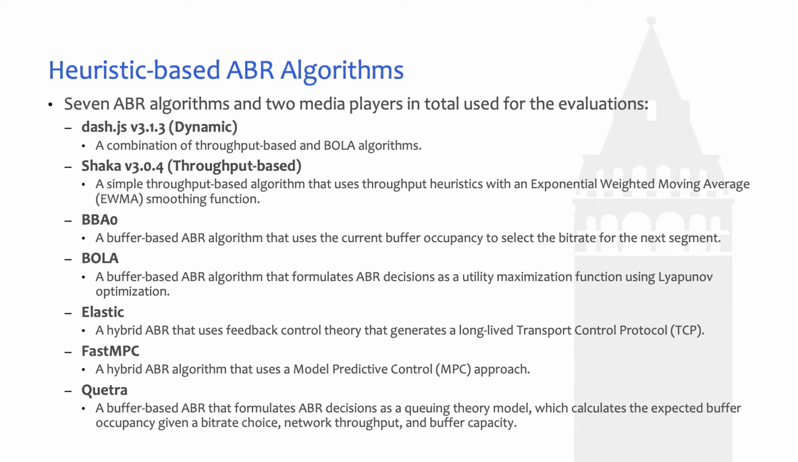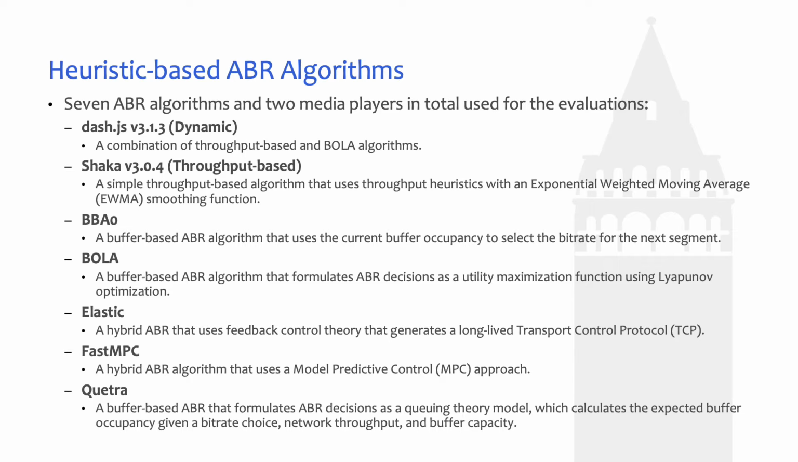In total, we have evaluated 7 ABR algorithms, which are listed in this slide. Dash.js version 3 with the ABR algorithm named Dynamic. This is a combination of throughput-based and BOLA algorithms. Shaka Player version 3 with a throughput algorithm that uses throughput heuristics with an exponential weighted moving average smoothing function. BBA0, a buffer-based ABR algorithm that uses the current buffer occupancy to select the bitrate for the next media segment.